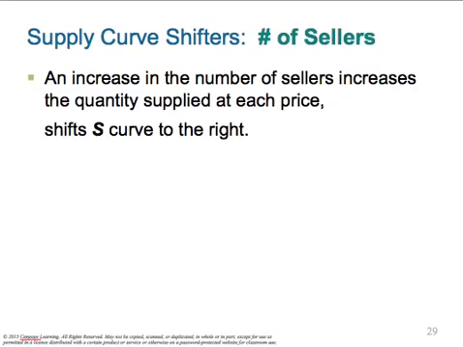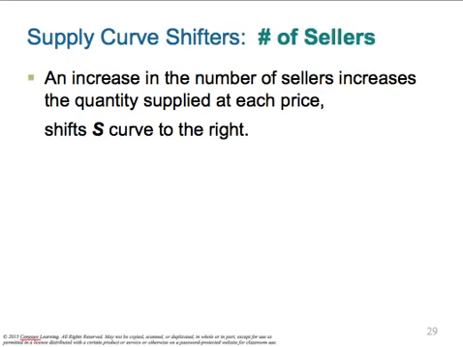Another potential supply curve shifter is the number of sellers. Again, an increase in the number of sellers increases the quantity supplied at each price. So the supply curve shifts to the right. This is commonly seen in competition. If more restaurants occupy a corner, there's more competition. There's more hamburgers and pizza or whatever being sold.